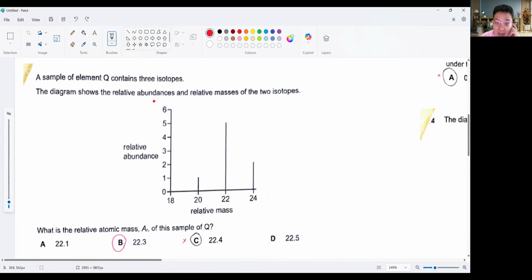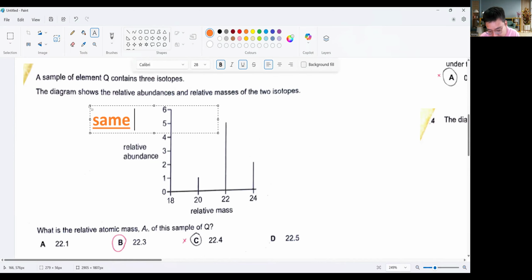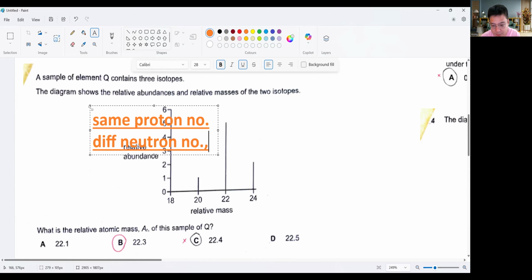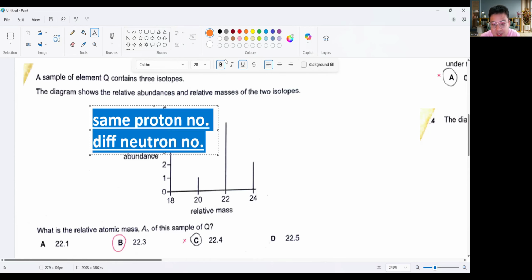So there's 3 isotopes. Isotopes means same number of protons, but different number of neutrons. Okay, so all students going for exam must memorize this. Let me type it out for you. Same proton number. I'm just going to type short form here. Different neutron number. All right. Make sure you all have this saved inside your brain.